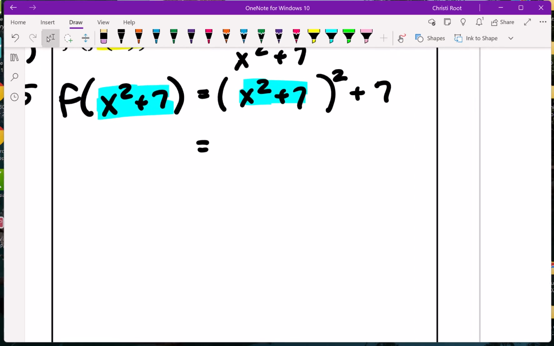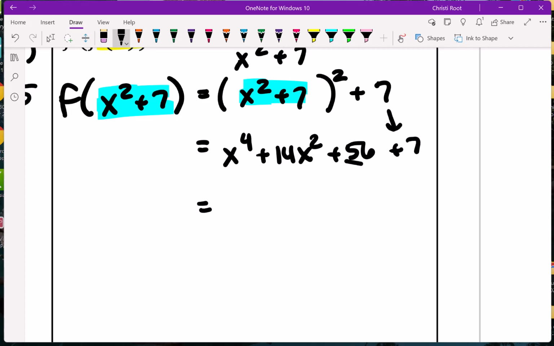Okay, kind of running out of time, but you've got to do the box method. And when you do the box method, you get x to the 4th plus 14x squared plus 56. Drop the 7 and then add those two together. And the final answer is, oops, sorry, that should be 49. My bad. That should be 56 total answer.